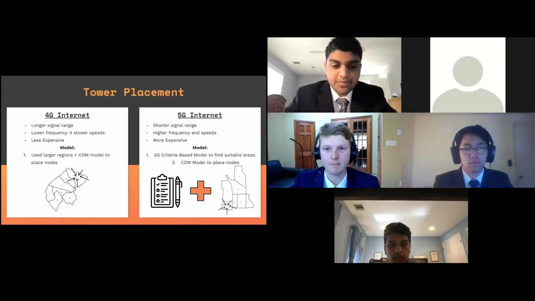Moving forward, the differences between 4G and 5G internet were crucial in defining our approach. 4G towers have longer signal ranges, slower speeds, and are less expensive compared to 5G towers. These contrasts led to slight variances between determining the placement of 4G and 5G nodes. For 4G internet, we used a center of mass model to determine the geometric center for each region. For 5G internet, we added on a selection-based model to first locate suitable areas for the more costly technology and then proceeded with the same center of mass model. We will now explain each of the models in further detail.